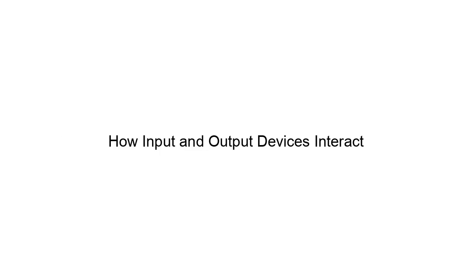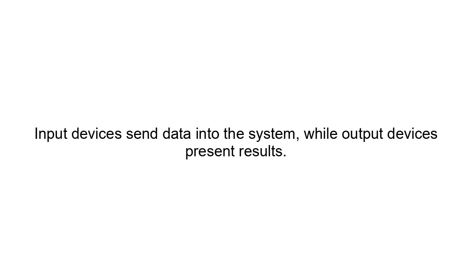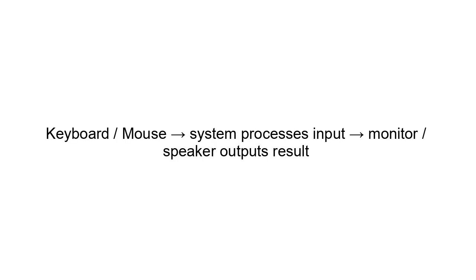How input and output devices interact. Input devices send data into the system, while output devices present results. Example concept: keyboard, mouse → system processes input → monitor, speaker output result.